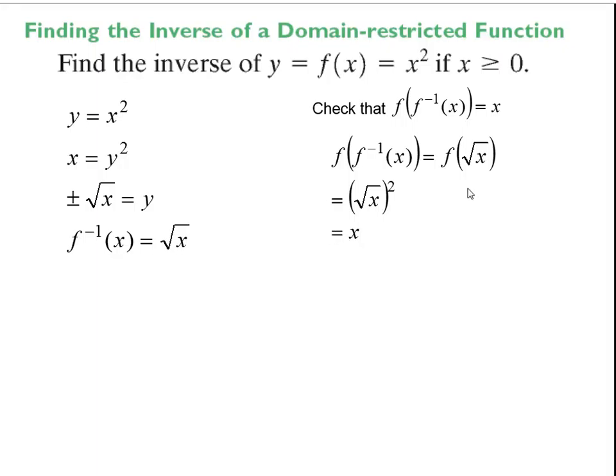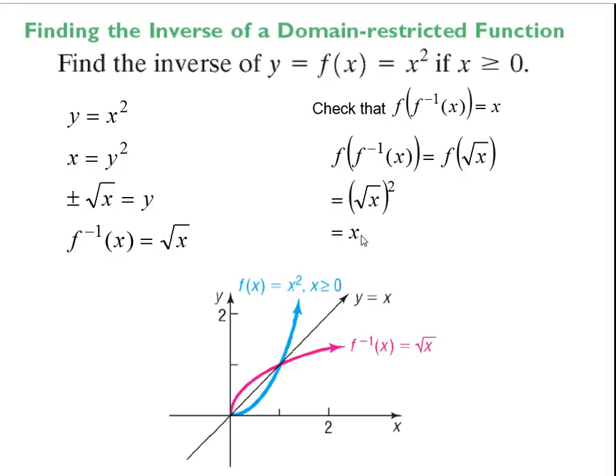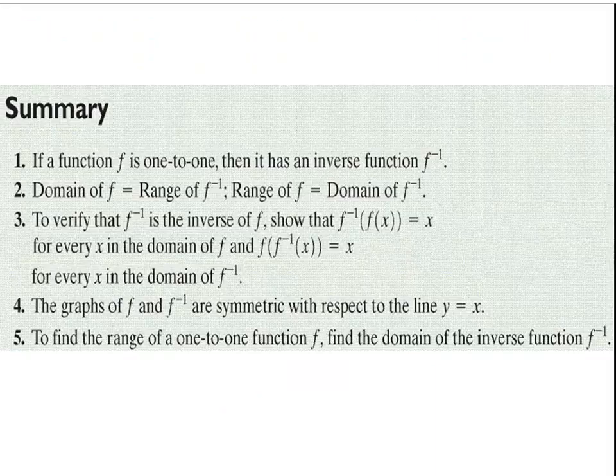And then we could check our work and we can see that the compositions undo each other. So when I compose the square and the square root, we get just x out of that result. And then if we graph the two functions, again, we can see that they're symmetric.